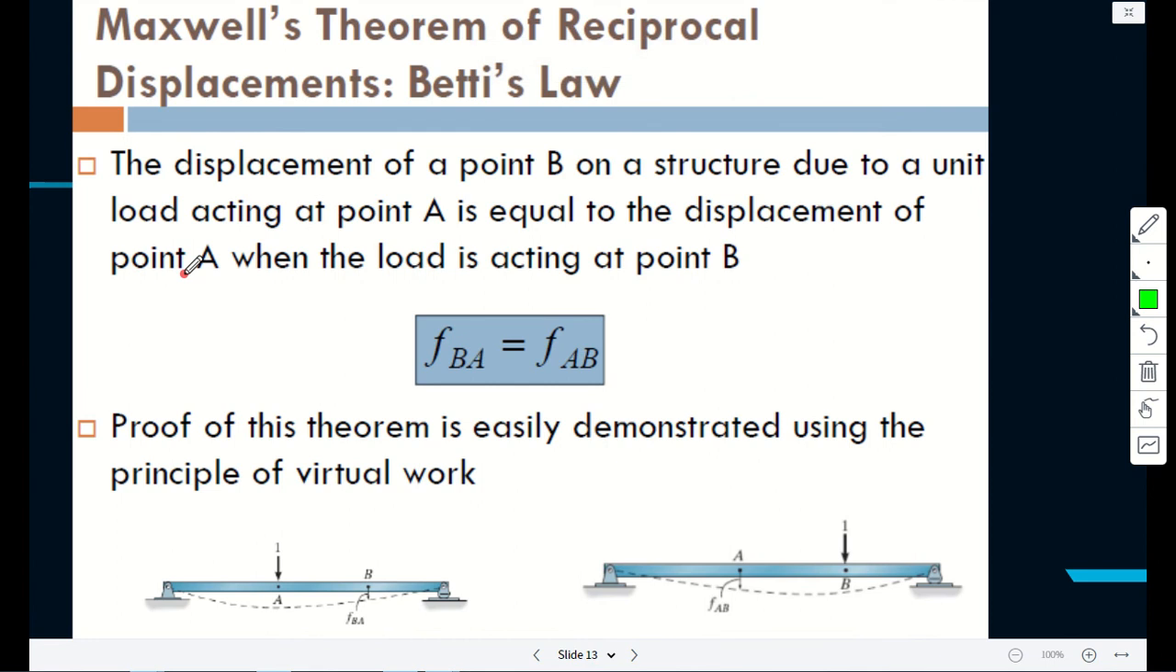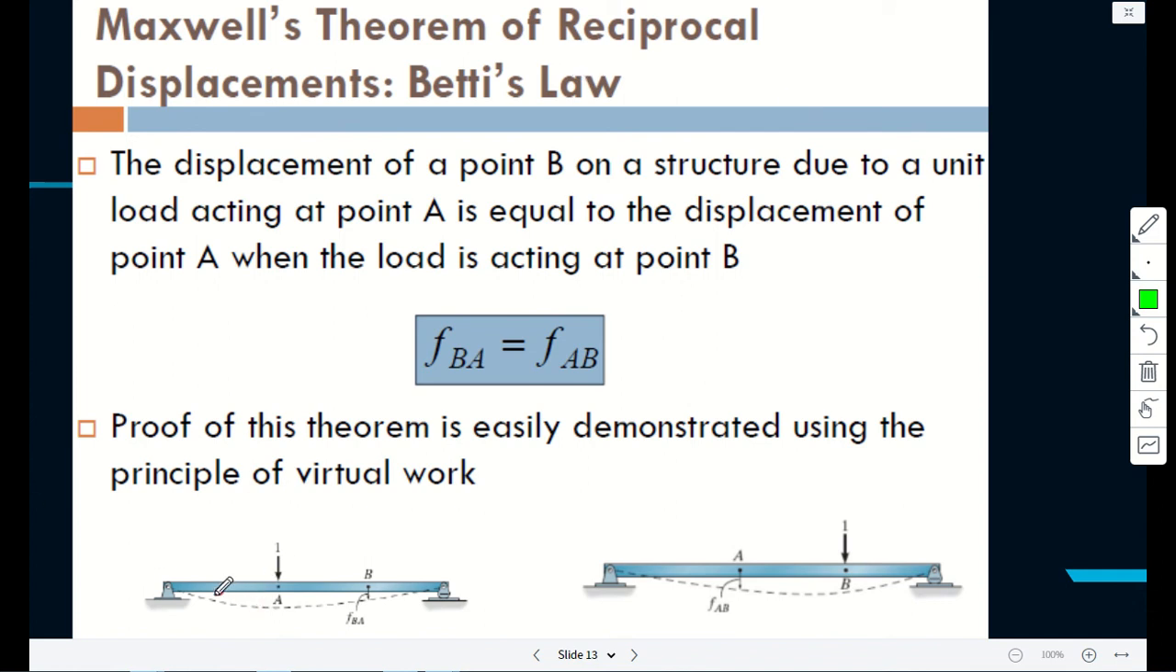Maxwell's reciprocal theorem states that the displacement at a point B on a structure due to a unit load acting at point A is equal to the displacement of A when the load is acting at point B. It seems like wordplay, but it's true and also useful.